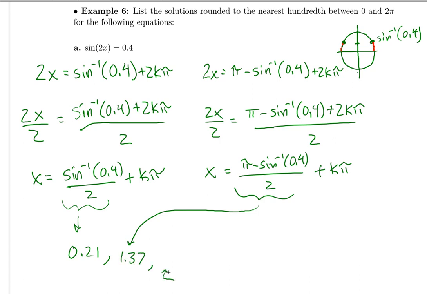Now if I let k be 1, so if I take sine inverse of 0.4 over 2 plus pi, that's going to give me 3.35. And then if I take pi minus the sine inverse of 0.4 over 2 plus pi, that's going to give me 4.51. Now if I tried one more, I know it's not going to work because I'd be taking 0.21 plus 2 pi, and that's obviously going to take me outside of 2 pi.